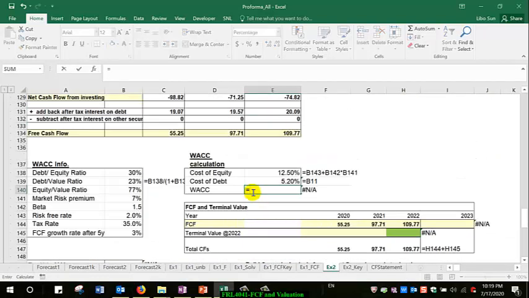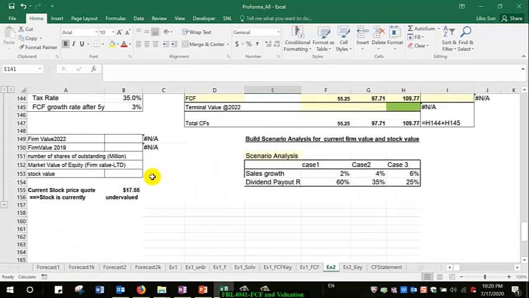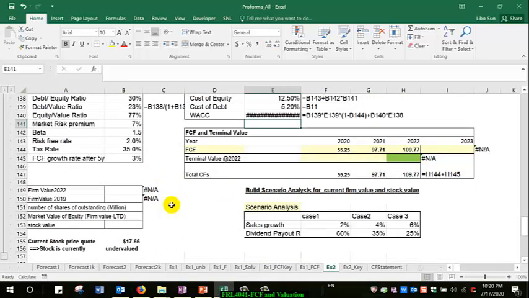Let's now look at WACC, the weighted average, right? Proportion of debt times cost of debt times 1 minus tax rate, plus proportion of equity times cost of equity. That's it, right? So we get 10.4. Okay, so the free cash flow and WACC are done. Now let's do the terminal value, firm valuation, and so on.